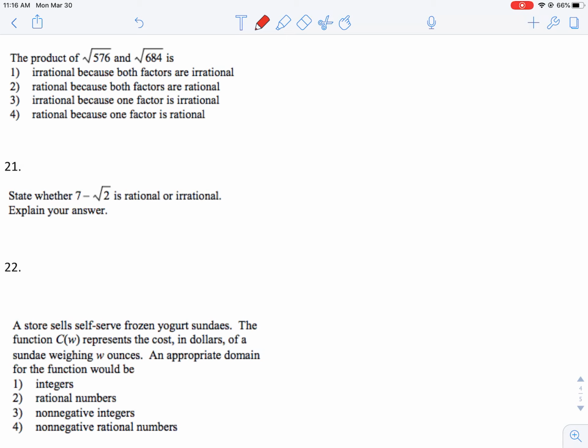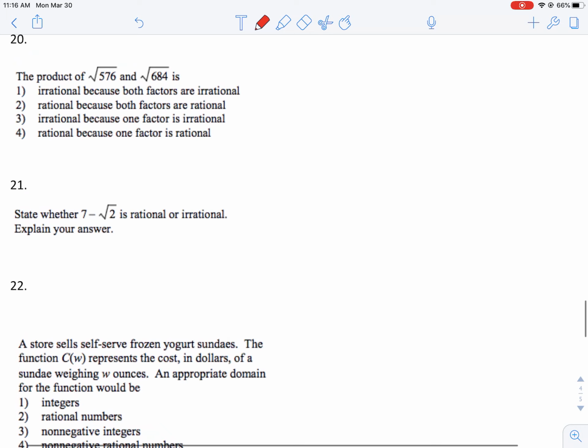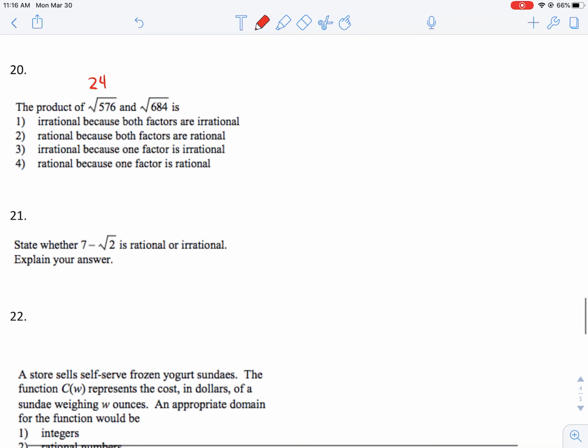Number 20. Okay, so 20's got a little bit of a trick in here. That's why I mentioned earlier about my math frac button. That doesn't always work here. Let's just think about what the square root of 576 is. If you take the square root of 576, you get 24, which is a rational number.